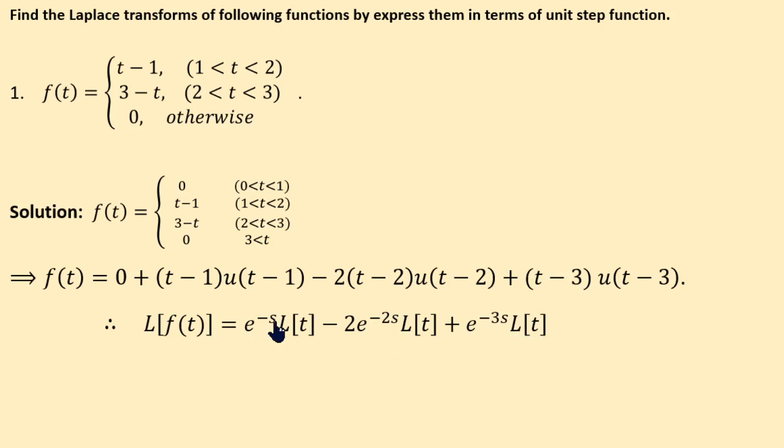Here the common term is Laplace transform of t, that we know is 1 by s square, and hence the final answer is 1 by s square into e power minus s minus 2 e power minus 2s plus e power minus 3s. So this is Laplace transform of this step function f of t. By the help of the Laplace transform of unit step function, we got the answer.